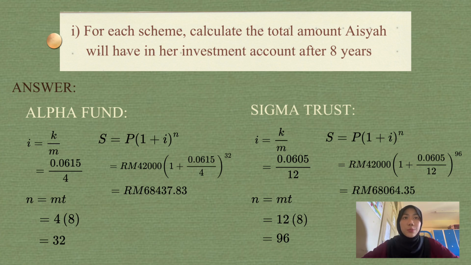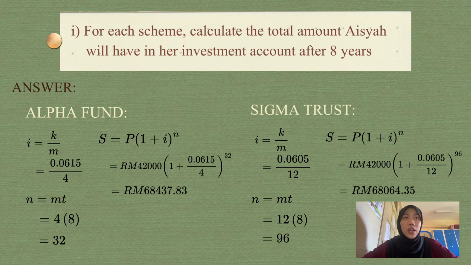This question uses compound interest. Since we want to find the total amount, we use the formula S equals P(1 + i)^n. We know that P equals 42,000, T equals 8, and for Alpha Fund, k equals 6.15%, which equals 0.0615. And since they are compounded quarterly, m equals 4.